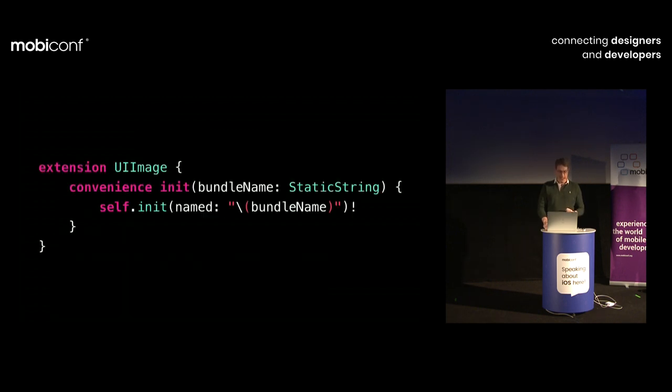For example, here is an initializer for UIImage called bundleName. And it wraps UIImage(named:). But you'll see here, I have a force unwrap. I feel comfortable having that in there because of StaticString. Either I have typed it correctly or I have not. I can't meaningfully catch that in code and show a useful error message to users.